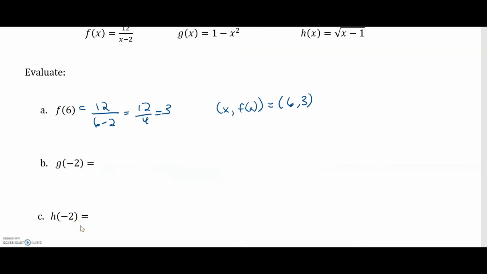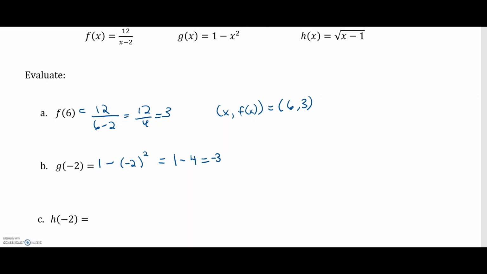So g of x is equal to 1 minus x squared if we evaluate it at x equals negative 2. When we substitute a negative number, and really any substitution, it's helpful to be done in brackets. And you can see here how important that is, because when we square a negative number, you end up getting positive 4, and the final answer is negative 3.